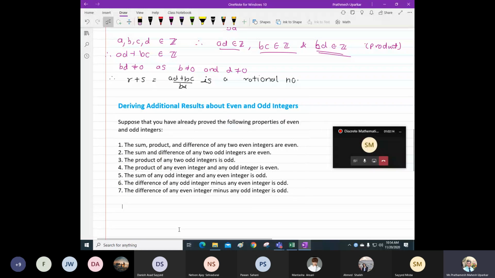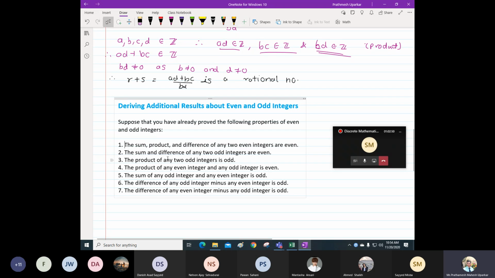Similarly, you can have the additional properties of integers. हमने ऑलरेडी देखा कि इंटीजर्स में क्या होता है: sum of two integers is an integer, product of two integers is an integer, difference of two integers is an integer. अभी एक्स्ट्रा क्या है यहाँ पे, we will prove in the next lecture, that is, sum of two even integers is an even integer, product of two even integers is an even integer, difference of two even integers is an even integer. That is three things we have to prove in the first thing.